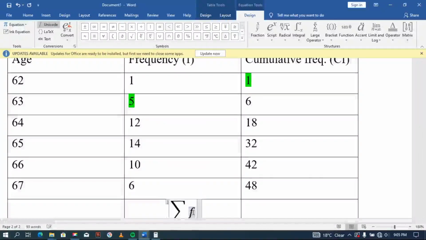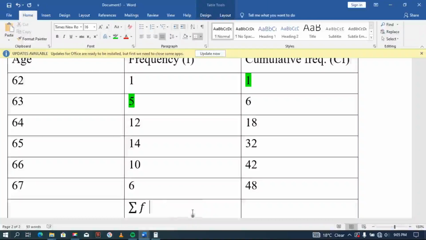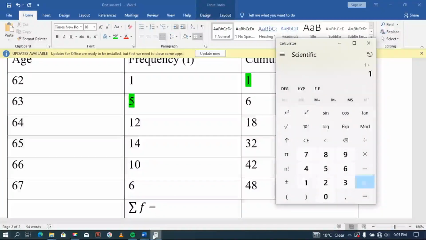So you can sum this up and obtain the total. So 1 plus 5 plus 12 plus 14 plus 10 plus 6. We get a total of 48. So our total frequency is 48.